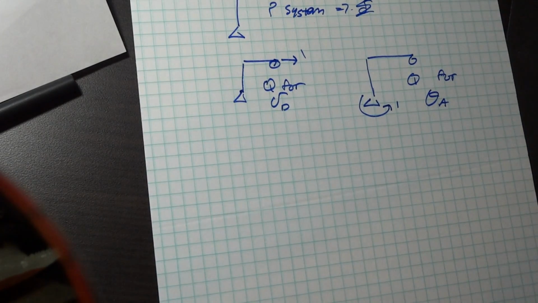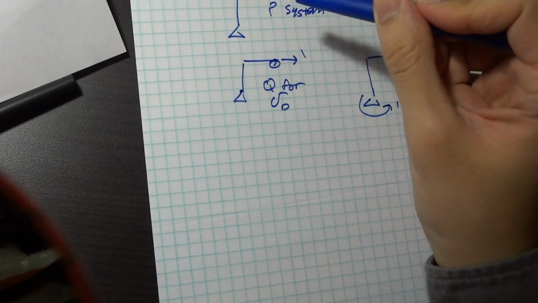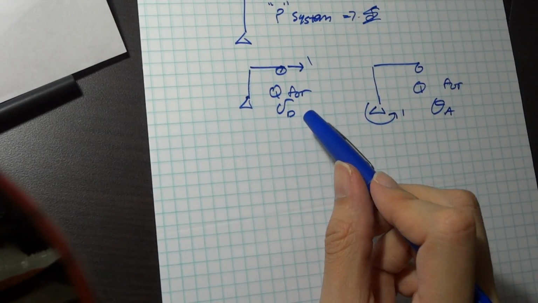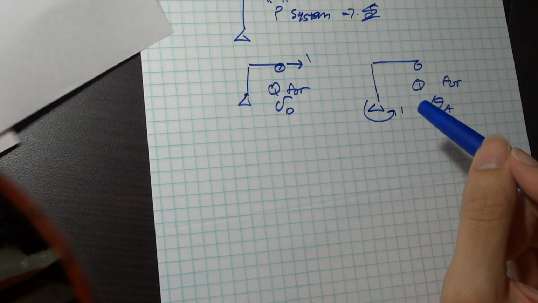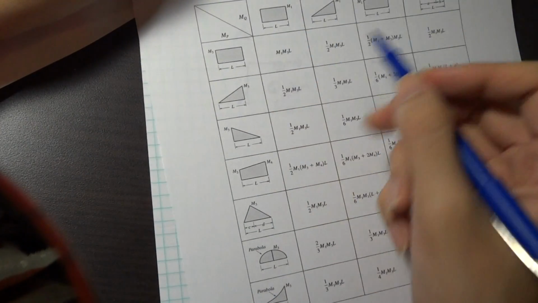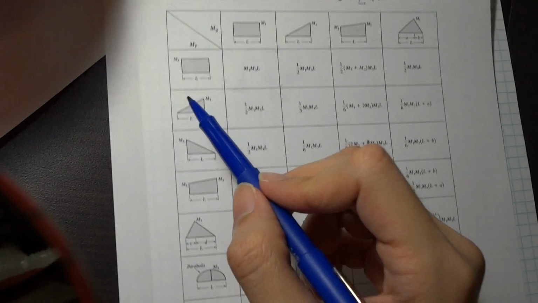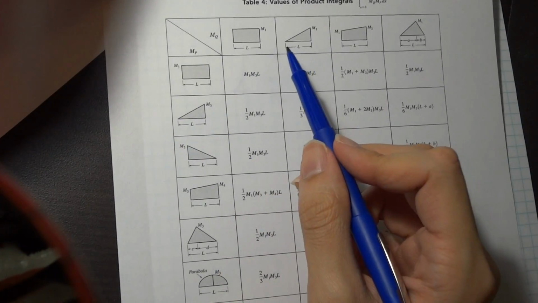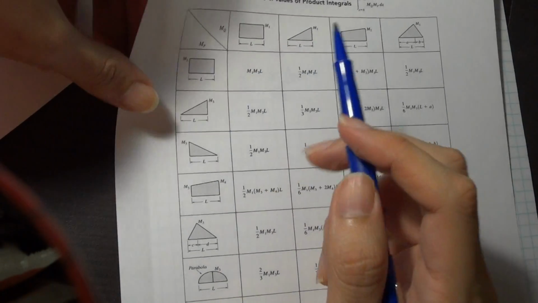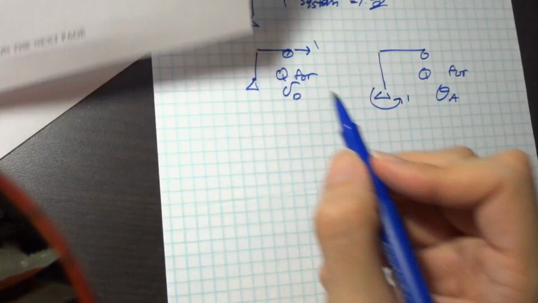Okay, once I have my moment diagram for my P system, my moment diagram for my Q1 system, and my moment diagram for my Q2 system, I'm going to go back to my table and match the shapes. So for example, I think in this case my P and Q systems would both be triangles. So again, I would use this one. I'd end up with a triangle and a triangle for my Q1 system. I would use this 1/3.